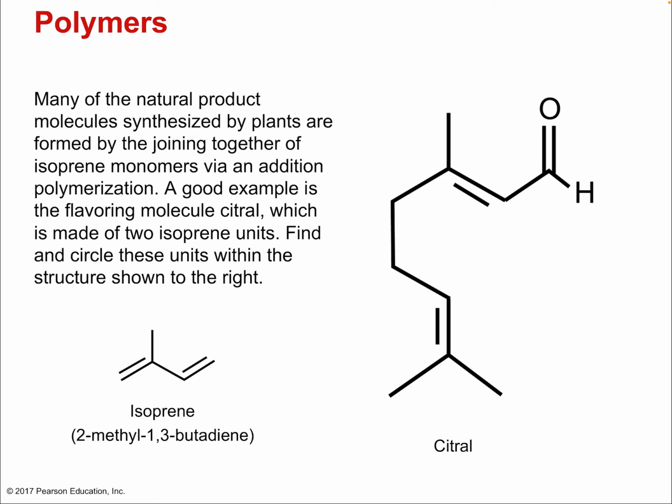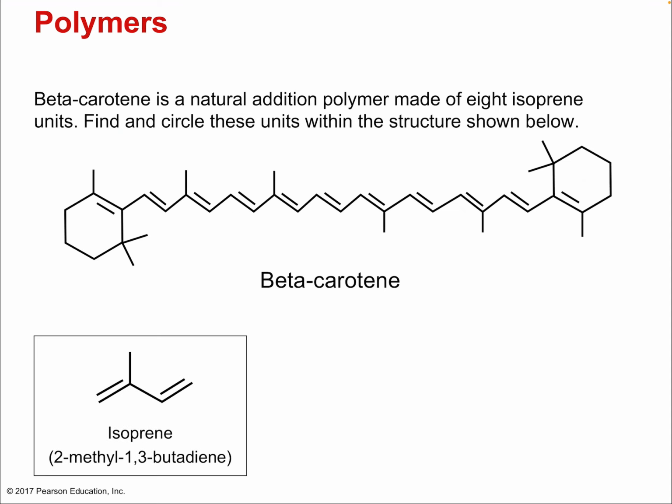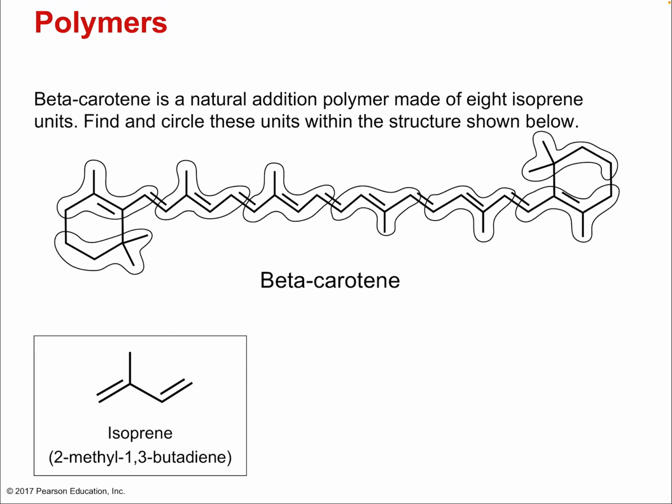Okay, and natural products synthesize polymers as well. All right, and one of the most common monomers that plants use is isoprene. Okay, so plants and other organisms besides those in the plant kingdom will make chains out of isoprene. We saw one of them already, which is citral. Right, that's a chain of isoprene. We can see two of them here. Right, so it's a rather short polymer, but there are longer examples, including beta carotene, which is clearly a chain of many of those isoprene.